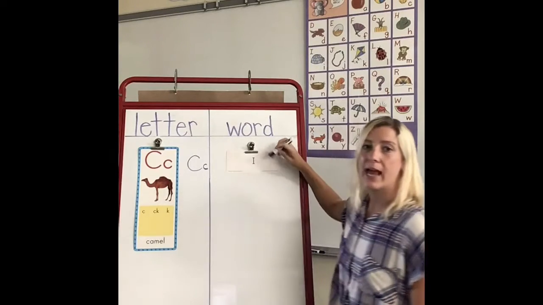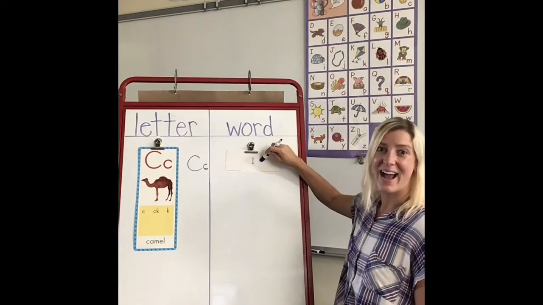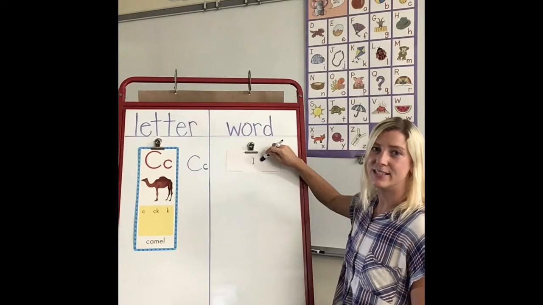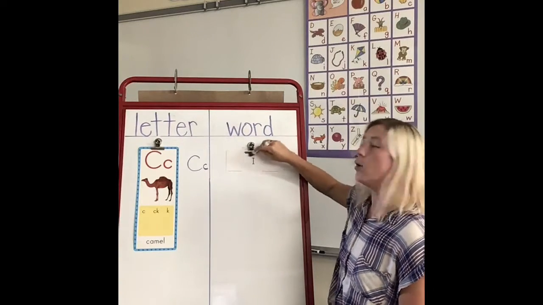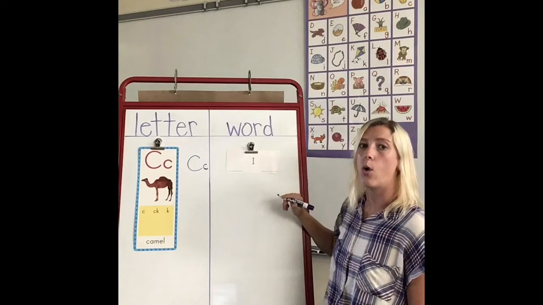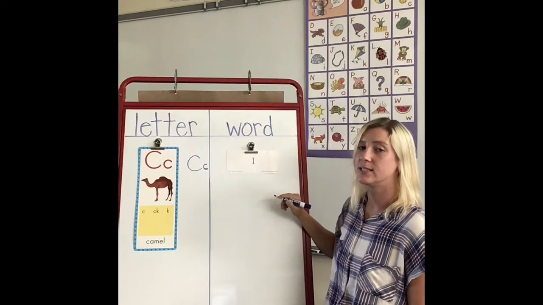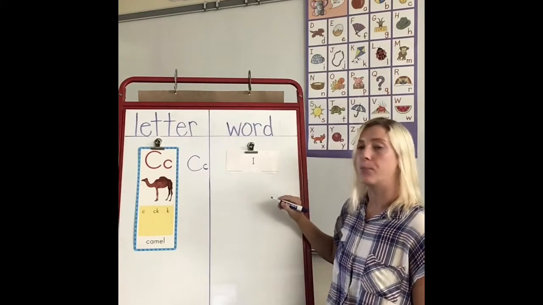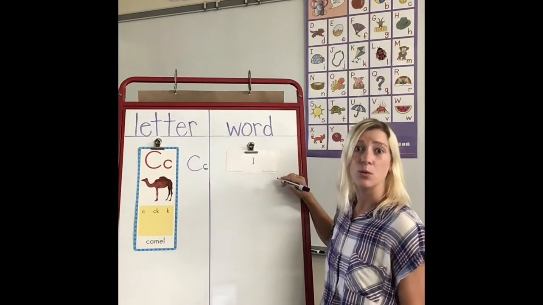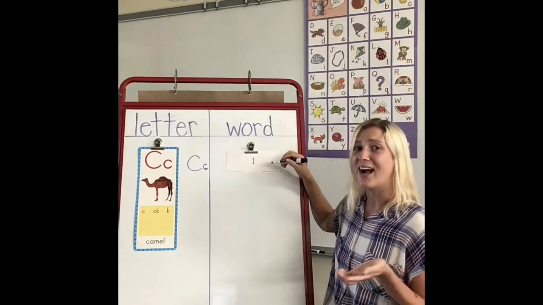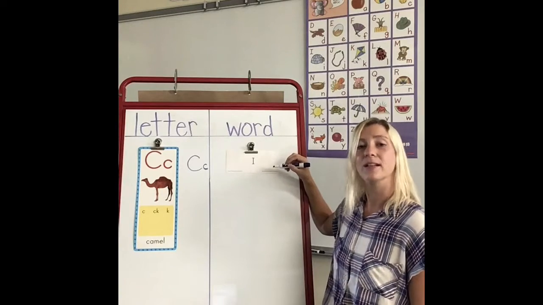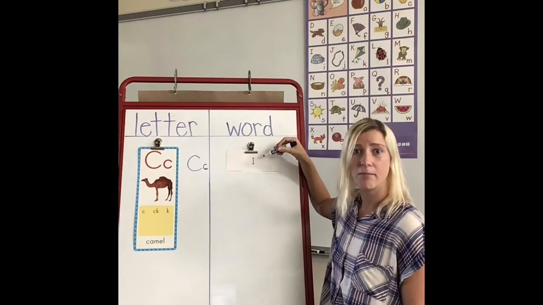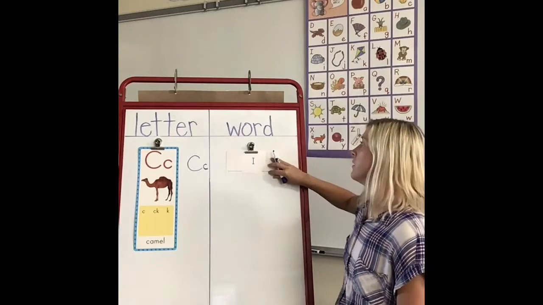It is time to read, spell, and write our word I. Let's read it together. I. This is the word I. The word I is always uppercase. Now let's spell it. Remember, this is the easy part because I only has one letter. Let's spell it. I. Just one letter.